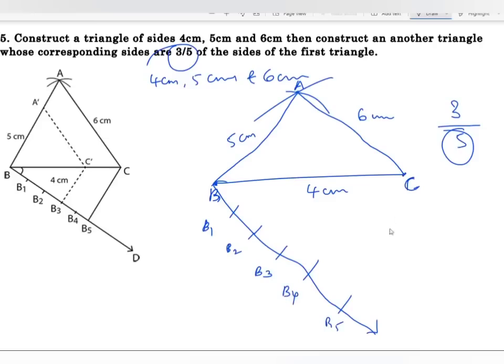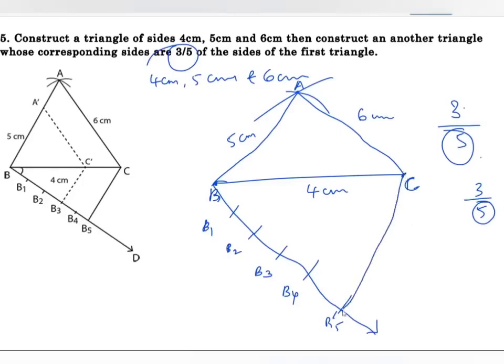Now after this, the next confusing step is which point should be joined to point C. Is it 3 or 5? Why? Out of 3 by 5, which is the number in the denominator? It is 5. Now join B5 to C. In case the ratio was 5 by 3, you should join B3 to C, because the number in the denominator should be joined to the point C.